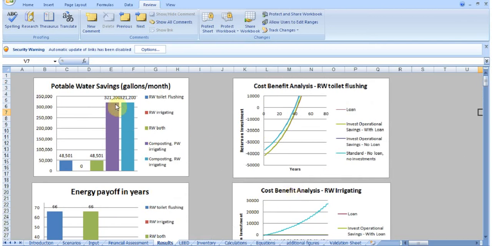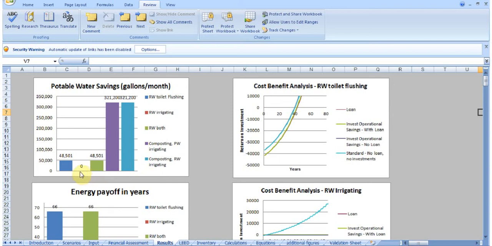Focusing on the graph in the top left-hand corner, potable water savings, gallons per month. In the legend, you can see that these are scenarios 1, 2, 3, 4, and 5, laid out similarly on the x-axis. It can be seen that scenarios 4 and 5 far outweigh the previous 3 scenarios. This is because scenarios 4 and 5 utilize composting toilets. Composting toilets use 0 water in toilet flushing, therefore are going to save the most potable water.